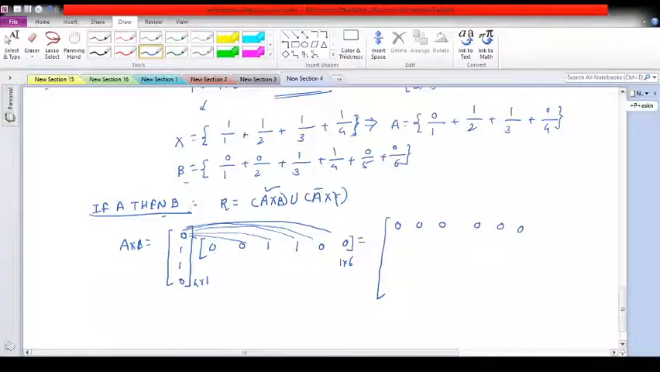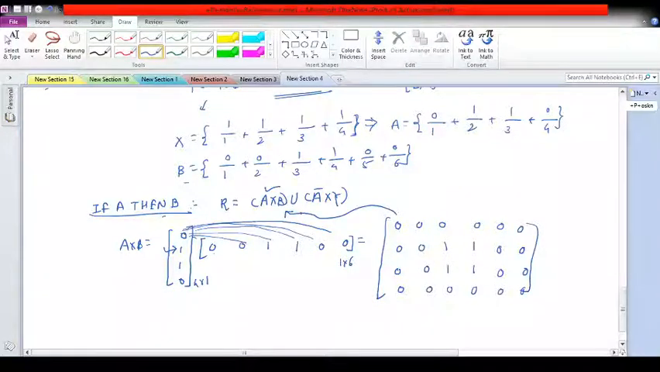Now take the next element from this row and do it for all columns. So it will be again for the first two 0 0, then 1 1 0 0. What will be for the third? It will be again 0 0 1 1 0 0. What about the fourth? Again the same, it will be 0 0 0 0. This will be 0 and 0. So this will be the resultant A cross B.